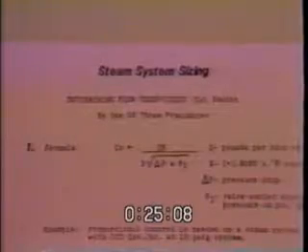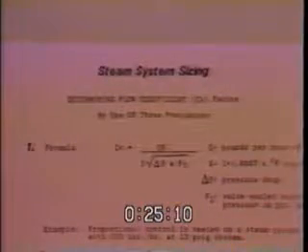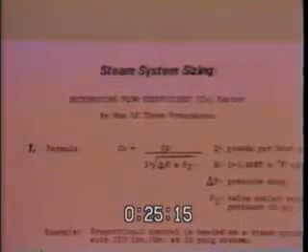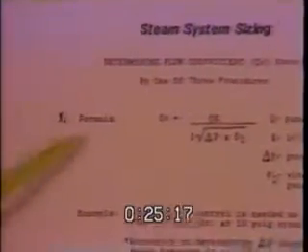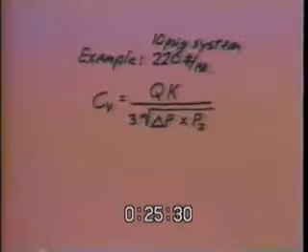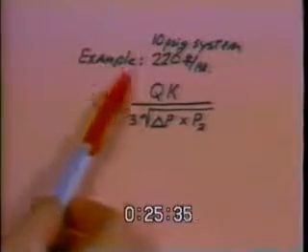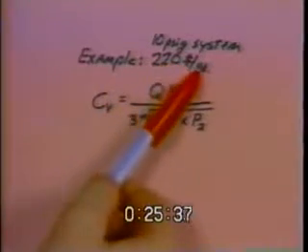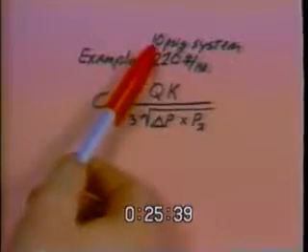The next area to be covered is steam system sizing. As in water system sizing, we have 3 methods. They are the formula method, the nomograph method, and the chart method. Each one of these will be covered in detail. Here's our first example, the formula method. In the example that we have here, we have 220 pounds per hour, and the system pressure is 10 psi.